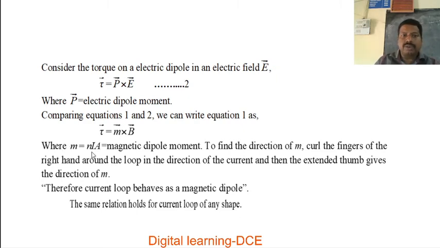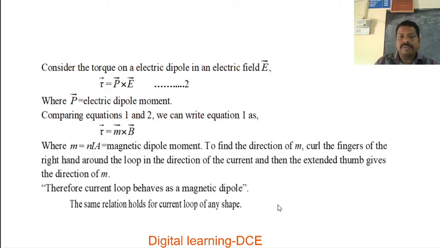Okay, where M is equal to NIA, that is equal to the magnetic dipole moment. To find the direction of the magnetic dipole moment, curl the fingers of the right hand around the loop in the direction of the current. Curl means we have to clasp the current carrying loop or conductor such that the fingers are encircling that conductor in the direction of the current, and then the extended thumb gives the direction of the magnetic moment.